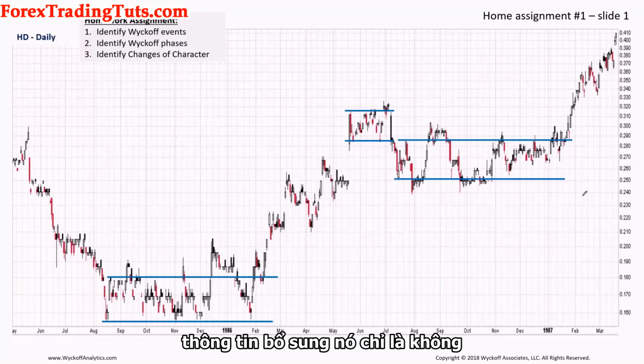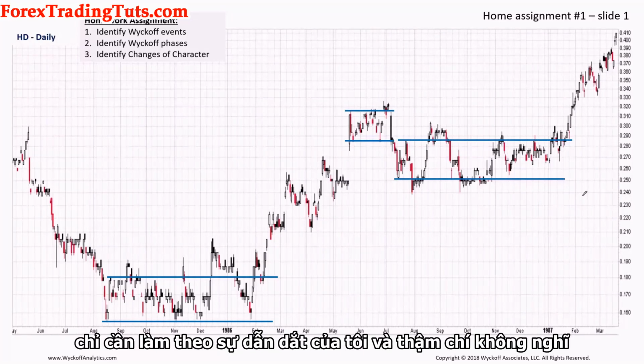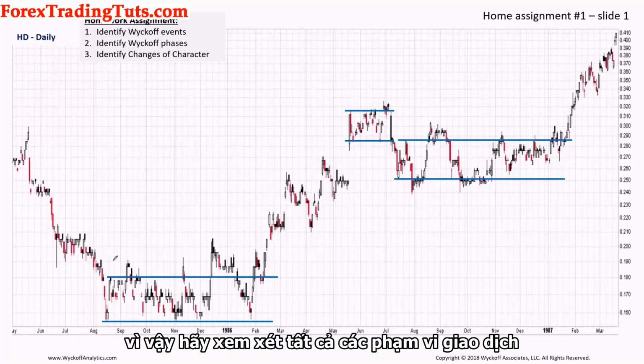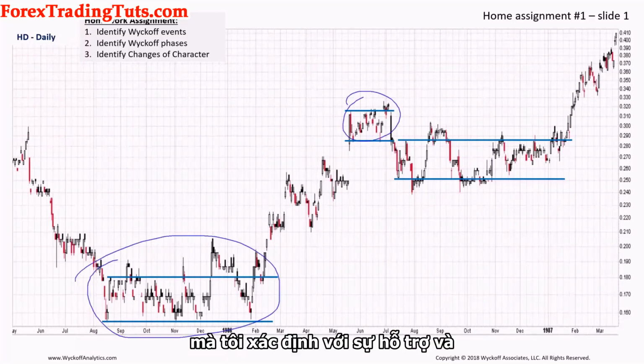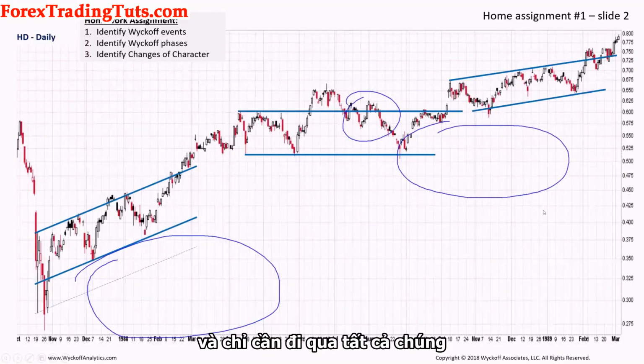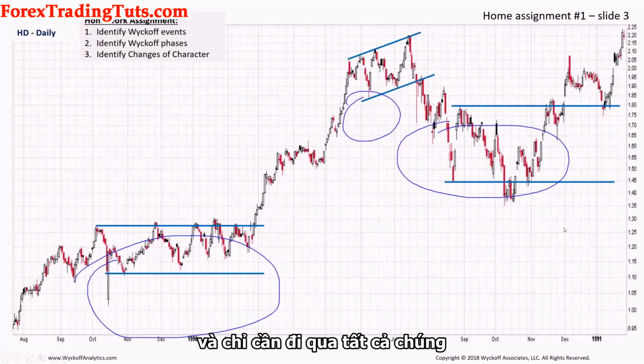It's just not conducive to the understanding of the price structural analysis at this time. Just follow my lead and don't even think about it. So look at all of the trading ranges that I identify with the support and the resistance, and just go through all of them and label them.